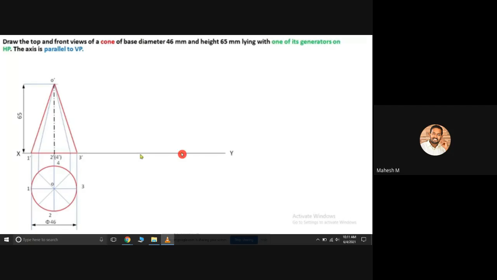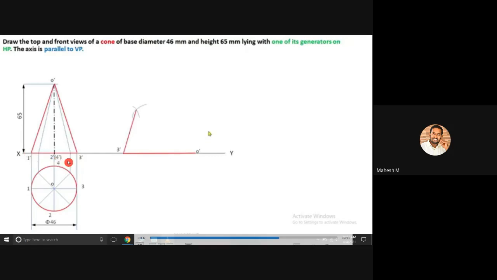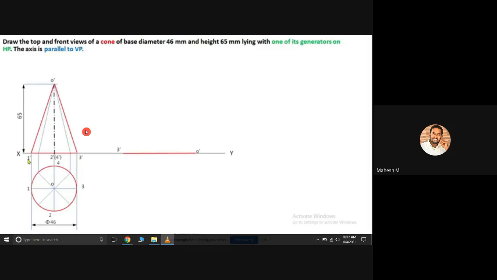Okay, so initially you can measure the distance of O dash and 3 dash with your compass, or else we can use your scale. Then you can create this horizontal line. So the length of this line is equal to O dash and 3 dash. Okay, so next you can create your next opposite corner called 1 dash. So for that, please use your compass.